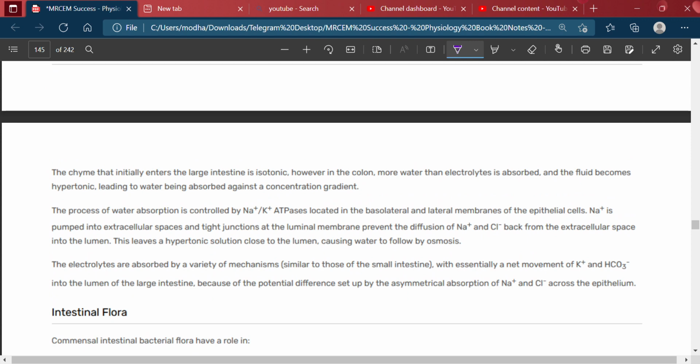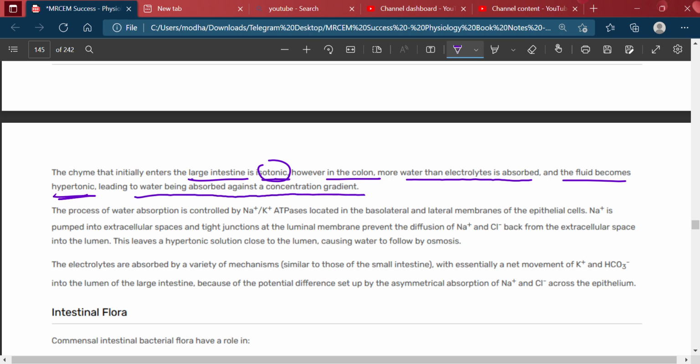The chyme that initially enters the large intestine is isotonic. However, in the colon, more water than electrolyte is absorbed, and the fluid becomes hypertonic, leading to water being absorbed against a concentration gradient.